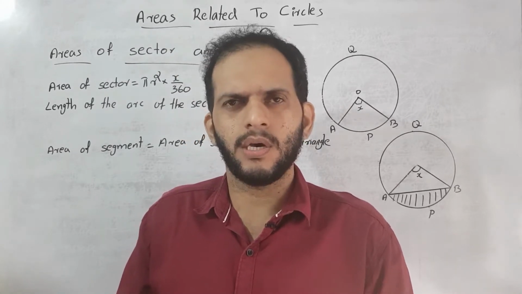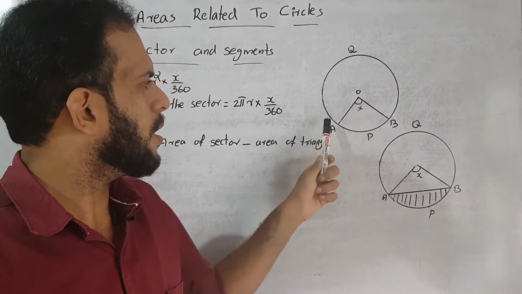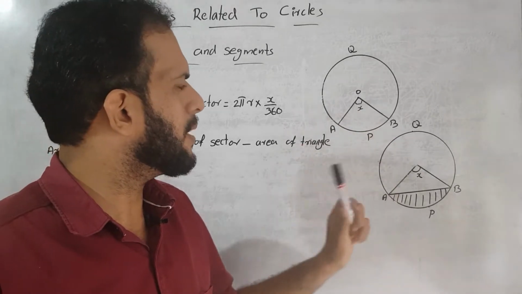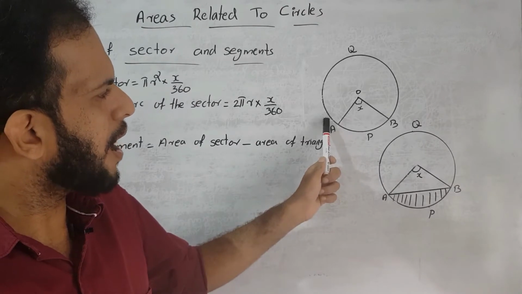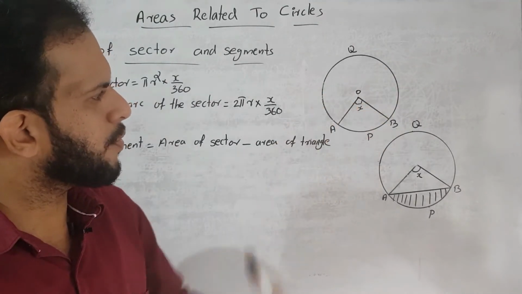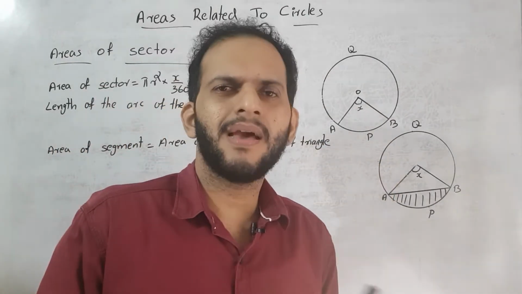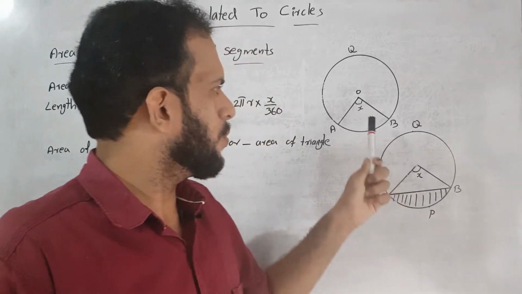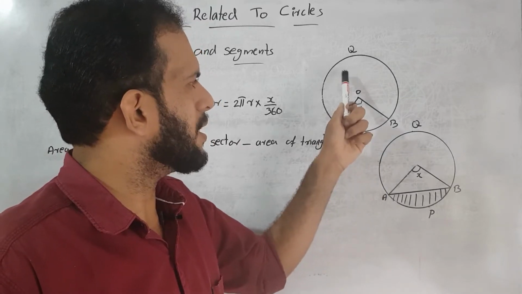Correct. So here we know that in this figure, between the arc APB and the two radii OA and OB, we have a portion, and between the arc AQB and the radii OA and OB we get another portion. Okay, this type of portion between the radii and arc we call a sector. So these two are sectors. Then it is very clear that one is small and one is bigger.